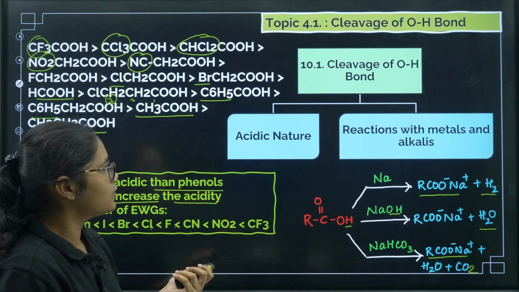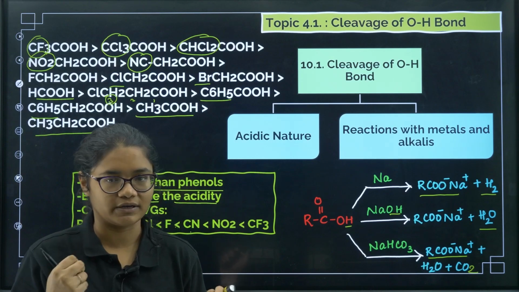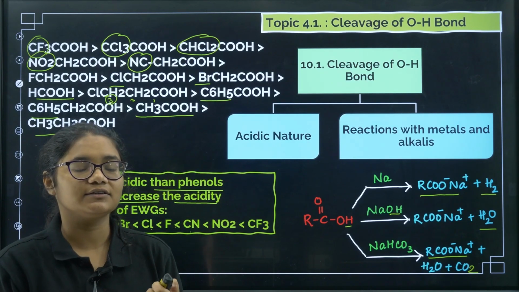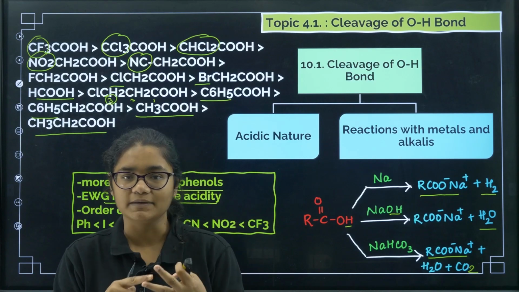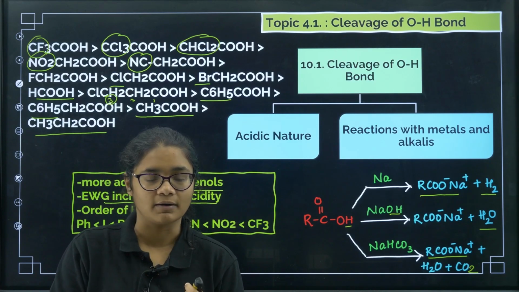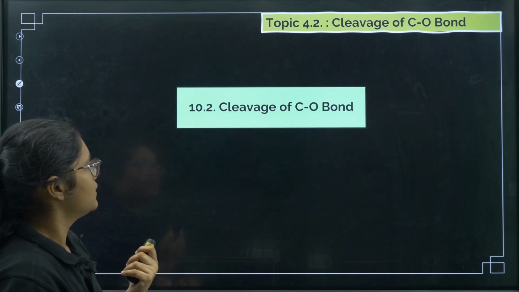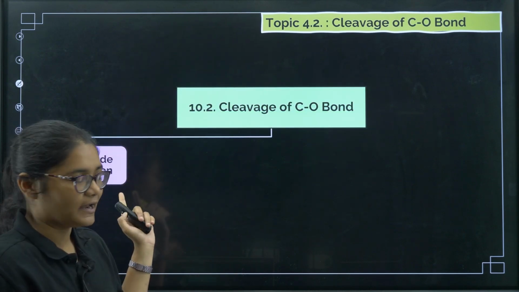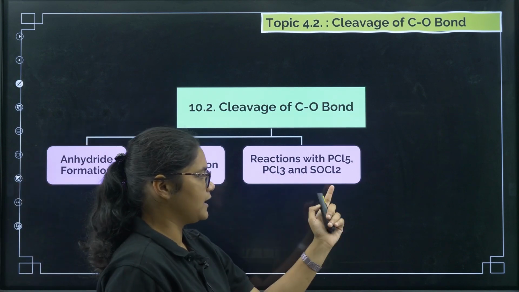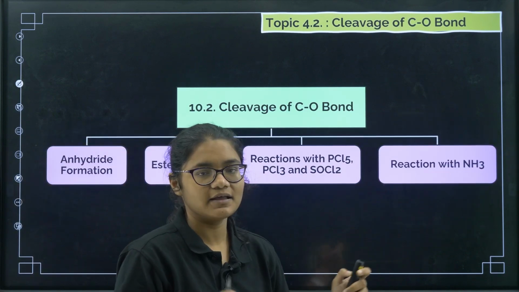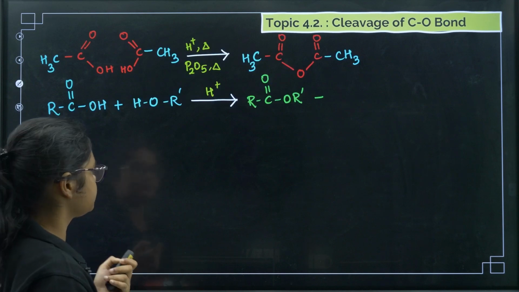reactions. Next, coming to reactions where there is cleavage of the CO bond. Here we have 4 reactions, right? First one is esterification, then we have reaction with PCl5, PCl3, SOCl2, then we have ammonia and its derivative reaction. Okay, so let us quickly see them. The first one is anhydride formation, esterification, reactions with PCl5, PCl3 and SOCl2, and the last one is reaction with ammonia. So let us see these quick reactions.